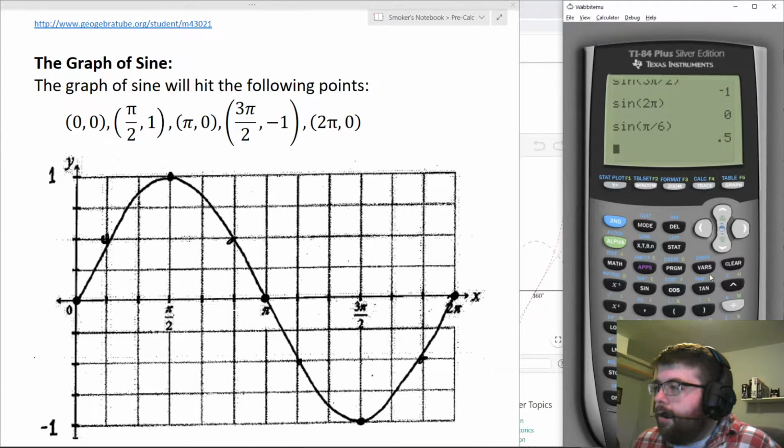Oh, what did I do? Okay, let me start over here. Sine second pi. I missed my second. Not 2. I want to do 4. We get this messy decimal. Well, we know that that is √2/2.